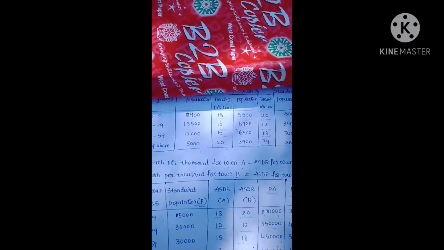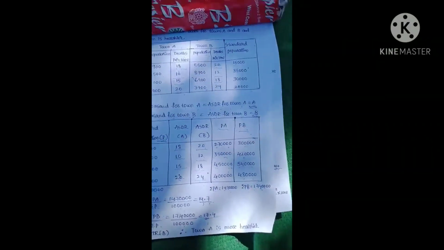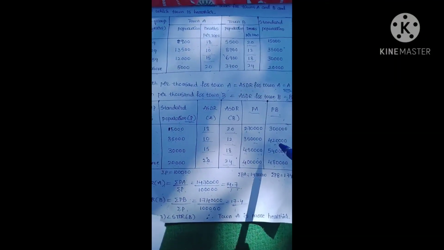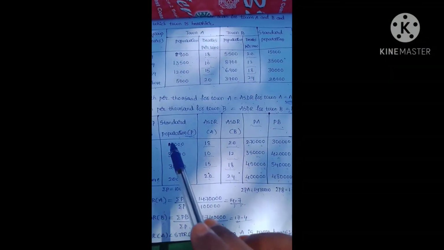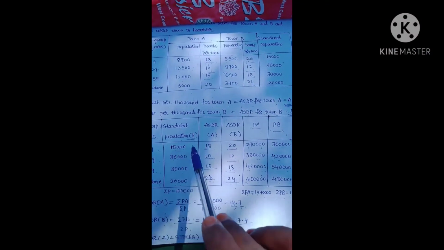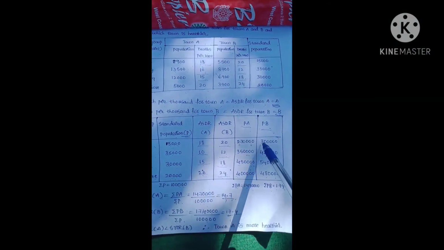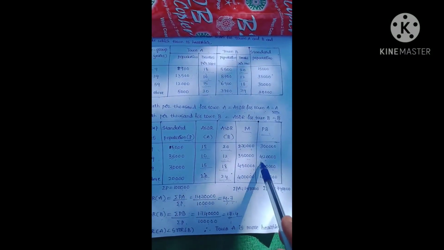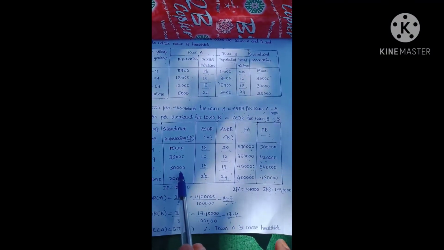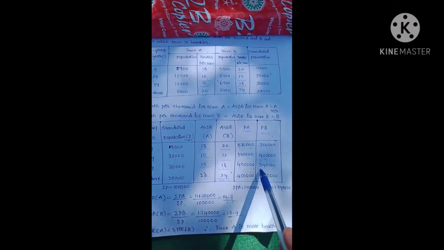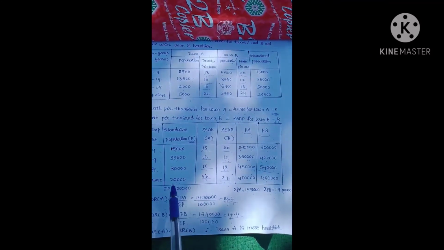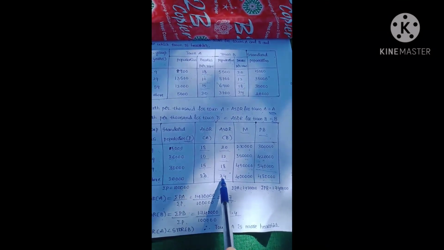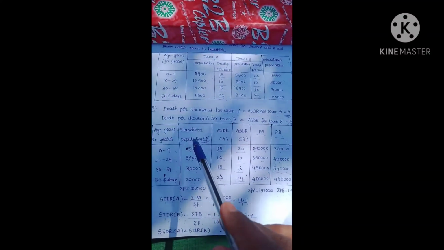Next, let us move on to how we calculate the P into B value. P is already there. 15,000 into 20, then we get 3 lakh. Next, 35,000 into 12, then we get 4,20,000. 30,000 into 18, we get 5,40,000. Multiply those two terms, 20,000 into 24, then we get 4,80,000.